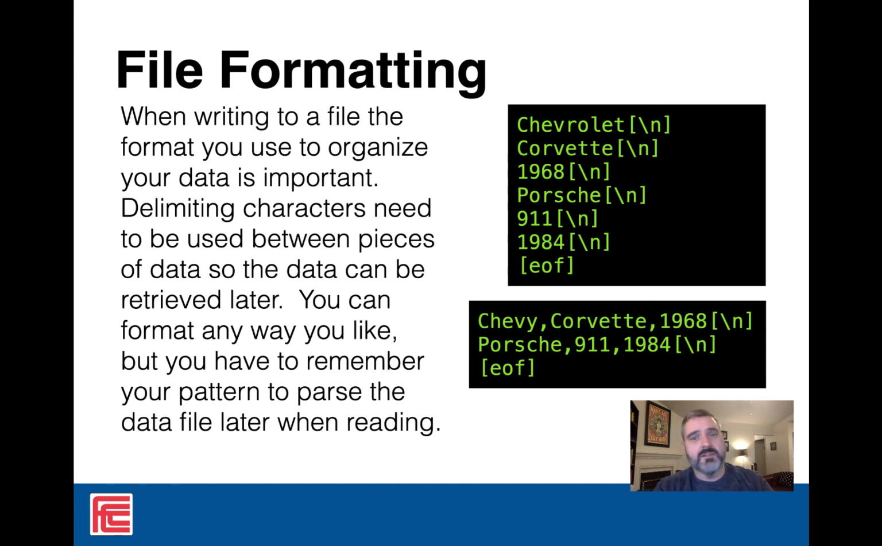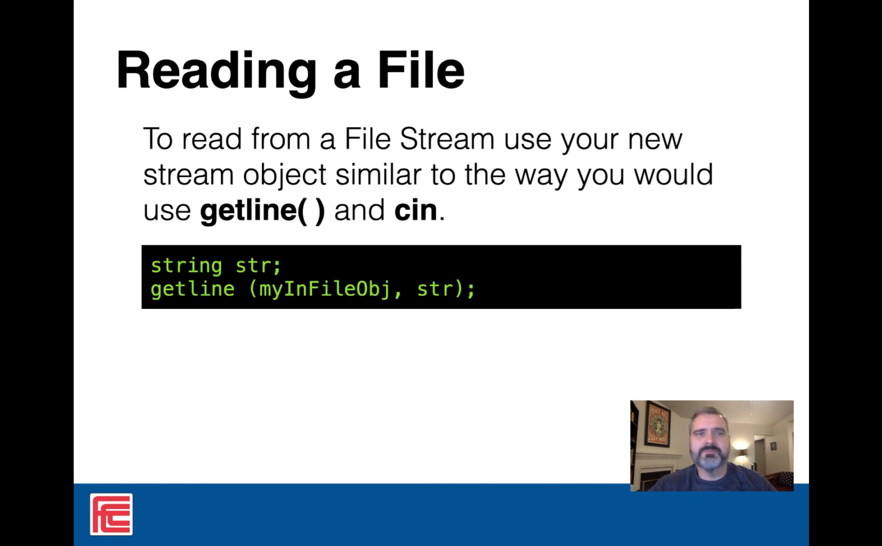Some ways are a little bit easier than others, especially if you don't have a whole lot of data that you need to worry about. Like for us, we're just going to do a grocery list. The grocery list will just be one word. So it's pretty easy to keep those all on separate lines.